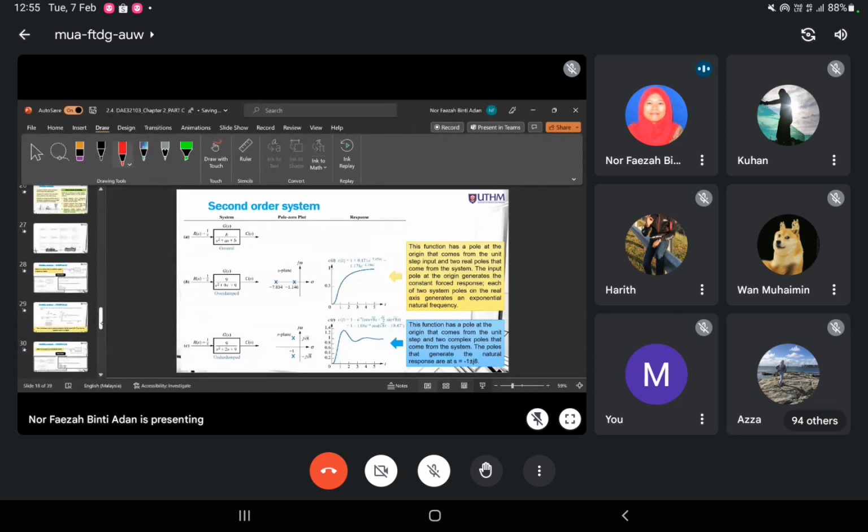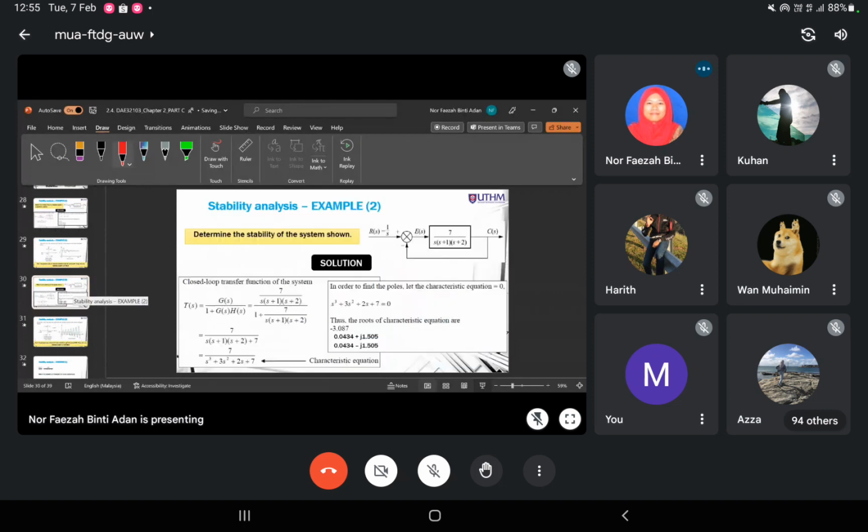So ni adalah explanation dia lagi. And then kita tengok some exercise, ada solution ke tak ada ni. Okay, so tengok stability analysis example. So in this example, you are given a forward loop G(S) given as 7 over (S plus 1)(S plus 2). Okay, kalau you ada this kind of question, first step yang you have to do is you mesti cari dia punya closed loop transfer function. Macam mana nak cari? Guna equation G(S) over 1 plus G(S)H(S).